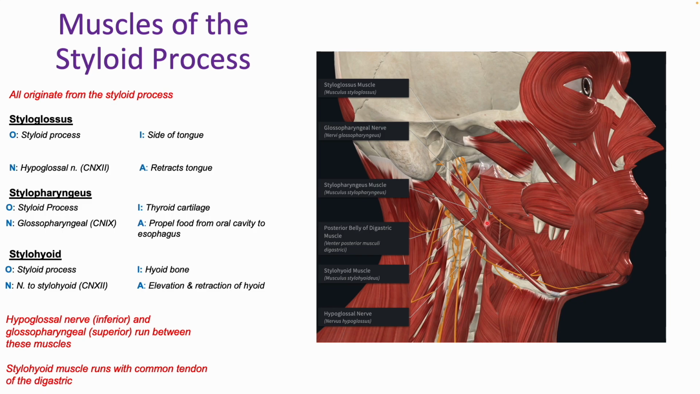And so you can think about what's going to innervate what. The styloglossus is going to be innervated by the hypoglossal nerve. And so we can say the styloglossus muscle is hypoglossal, the stylopharyngeus, glossopharyngeal. That's going to be this one right here. And then stylohyoid is from the nerve to the stylohyoid. So that's the exception. So these two nerves are going to do two of these, except for that exception.